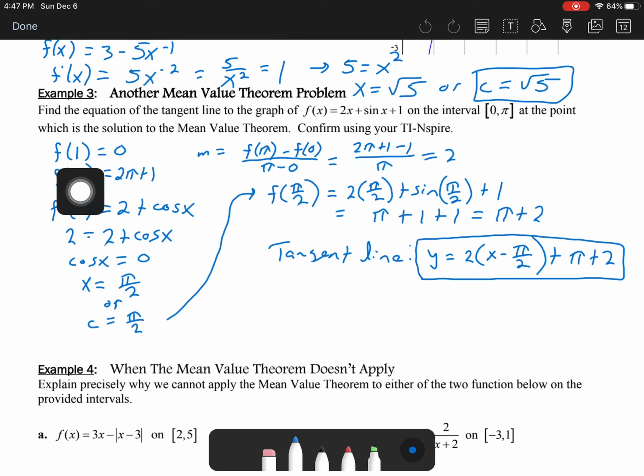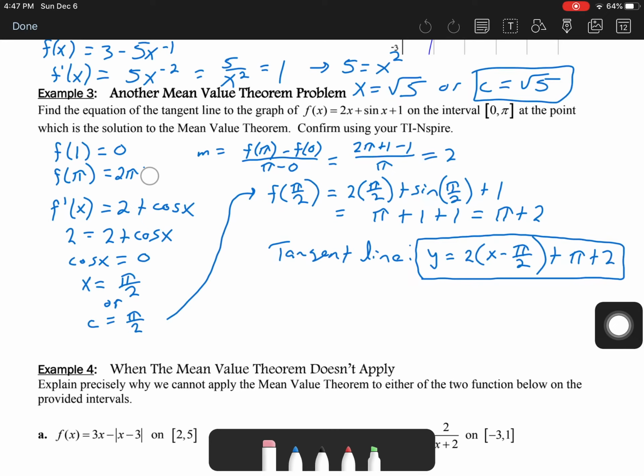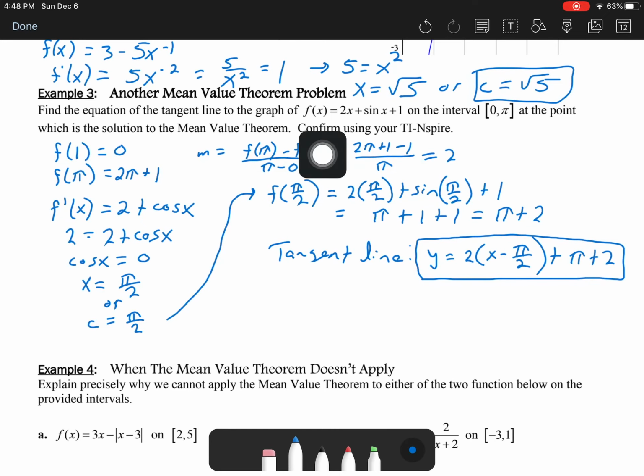Okay, so what we want to do is find the y-coordinates of the endpoints, right? So f of 0 is 1, and f of pi is going to be 2 pi plus 1. When I just plug those values into the function, you can probably easily see how those y-coordinates come out. And then when I take the derivative of this function, I'm going to get 2 plus cosine x.